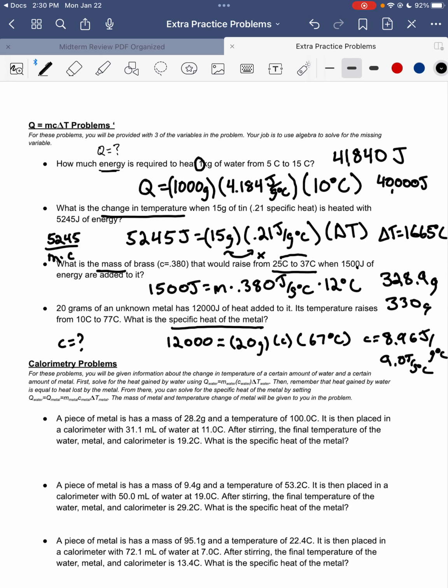All right, those are your Q equals MC delta T problems. They're really algebra-based problems where you're solving for X given one variable that's missing.